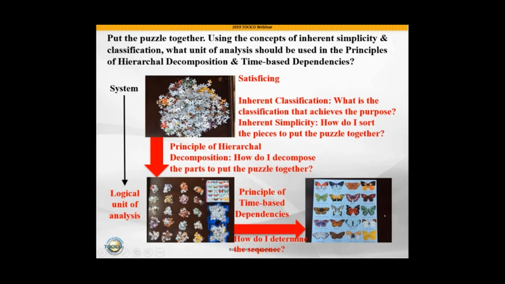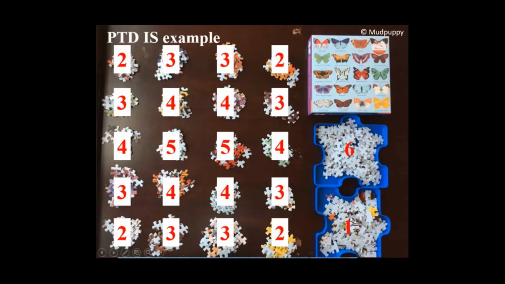I went from the whole box, 500 pieces, by the principle of decomposition, or hierarchical decomposition, going further and further down to the different entity levels there. And then I used the principle of time-based dependencies. How do I put these pieces together at my logical unit of analysis to build and achieve the puzzle? What's my sequence, the causality in putting these pieces together that allows me to complete the puzzle?